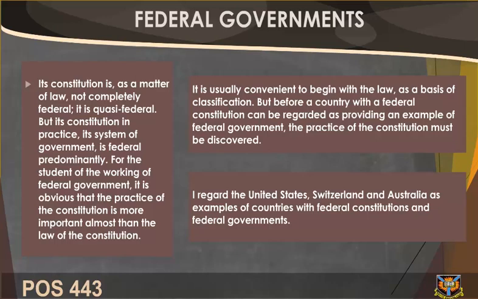For the students of the working of federal government, it is obvious that the practice of the constitution is almost more important than the law of the constitution. It is usually convenient to begin with the law as a basis of classification, but before a country with a federal constitution can be regarded as providing an example of federal government, the practice of the constitution must be discovered. I regard the United States, Switzerland, and Australia as examples of countries with federal constitutions and federal governments.